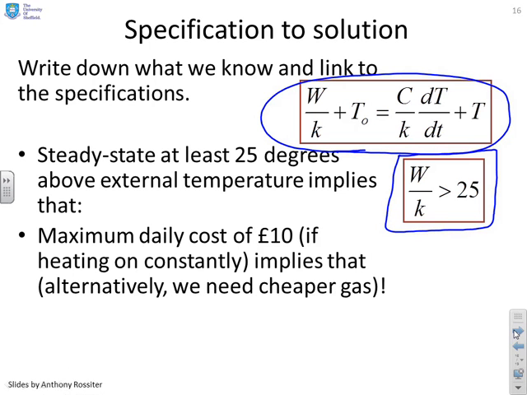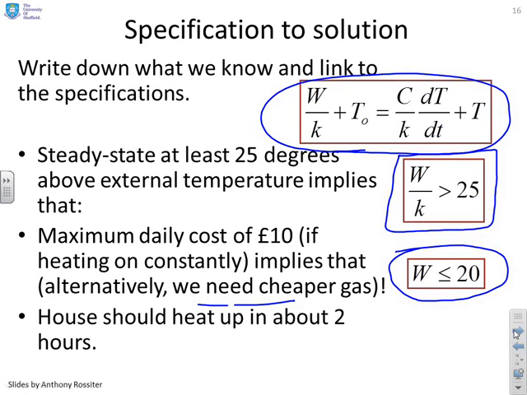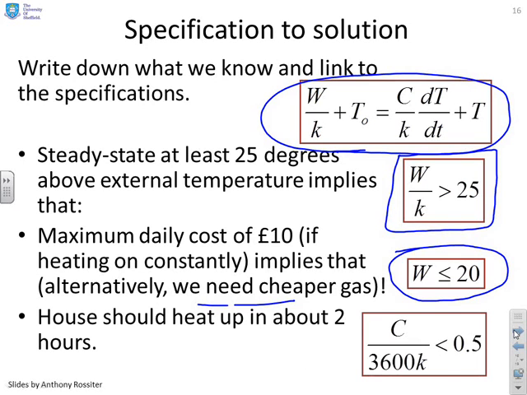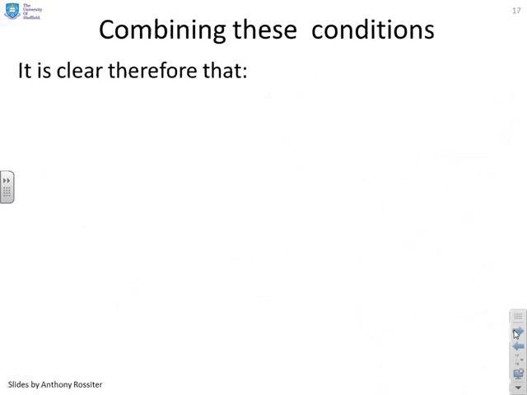Now, the maximum daily cost of £10 implies that probably you need cheaper gas, but it also tells you that the W you should be using has to be less than or equal to 20 with the cost of gas that we specified. If you want the house to heat up in about 2 hours, then this is what you need. C over 3,600K is less than 0.5. And what you'll see is we've come up with 3 requirements. This is what you need to meet in order for your heating system to be satisfactory.